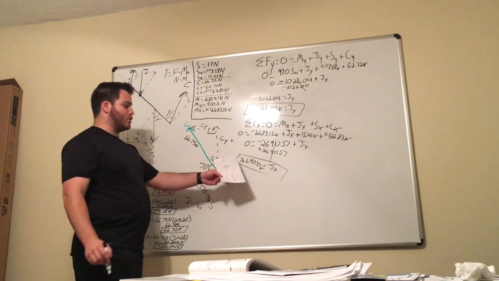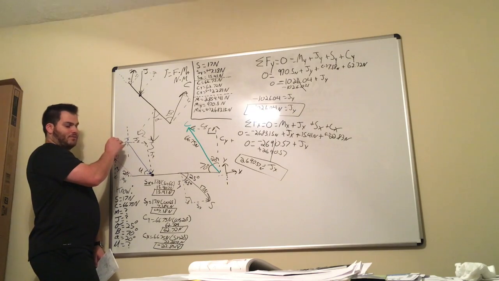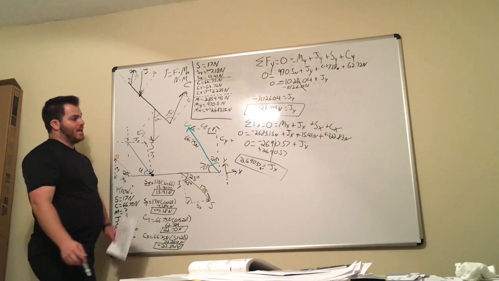And just like we said before, it should be a positive number because it's going down and to the right, because it's starting essentially over here. So it's to the right, positive. So that makes sense.